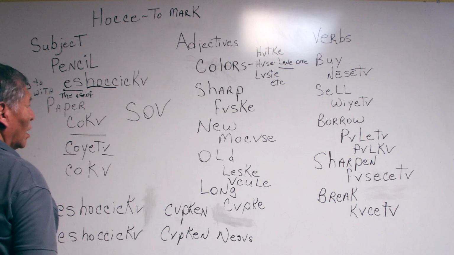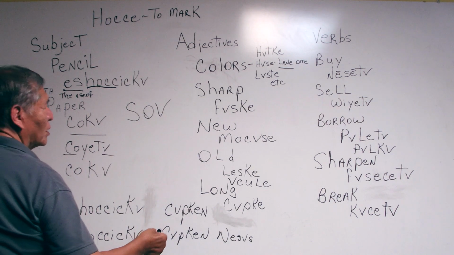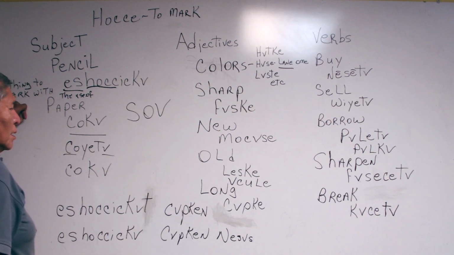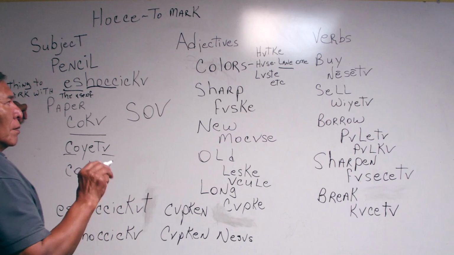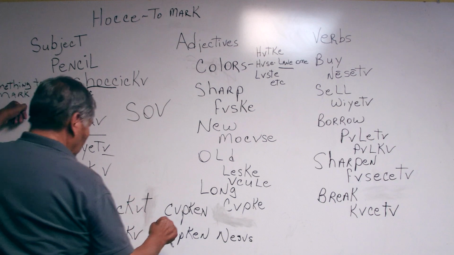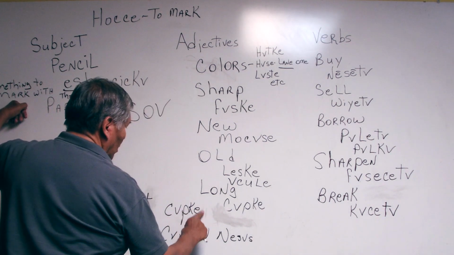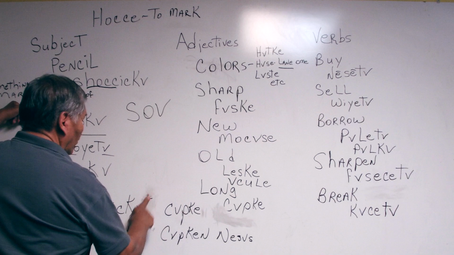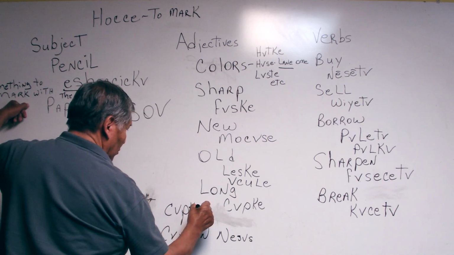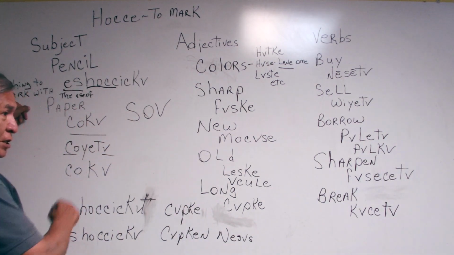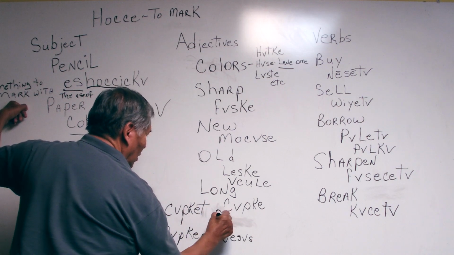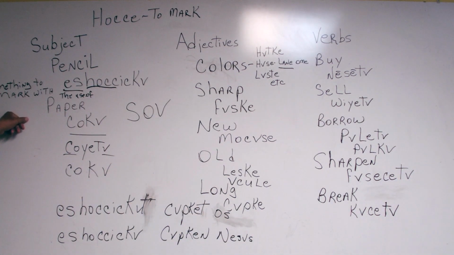Now, which one did, what did you say a while ago? Eshoccickv chupki. Eshoccickv chupkidos. Chupki os. Both of them have the T? Yeah. So now we're saying a pencil is long.